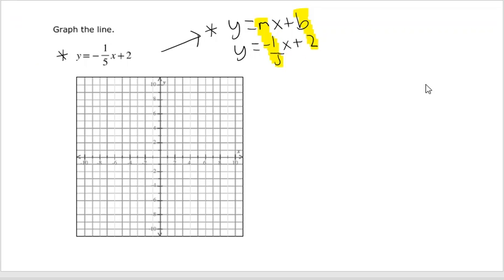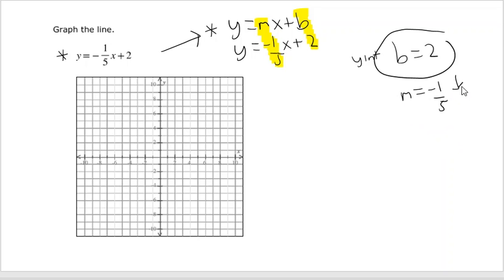So that means this line is going to cross the y-axis at 2. Remember, the b is your y-intercept. So this line is going to cross the y-axis at 2, and we know the slope is -1/5. After we plot the y-intercept, we use our slope to tell us how to move to plot another point on the line. And since your slope is -1/5, after you have plotted your y-intercept, you're going to move down 1, to the right 5.